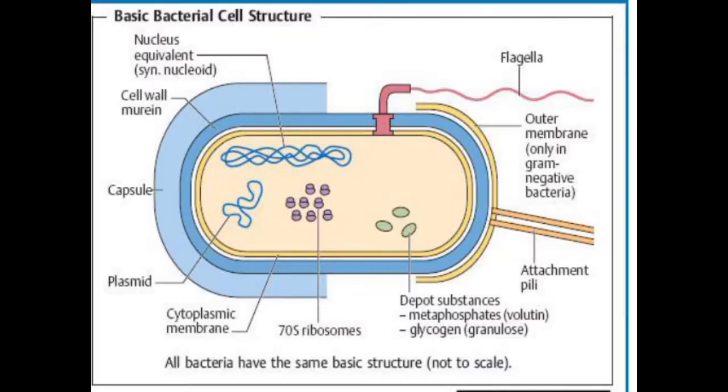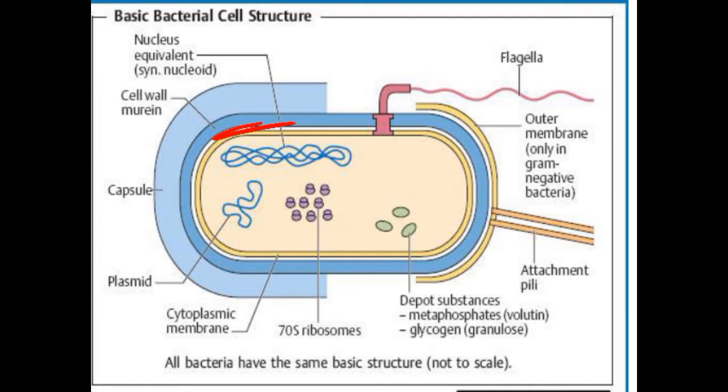As you can see in the picture, this is the cell wall. The cell wall is made up of peptidoglycan. Remember, peptidoglycan is present in both gram-positive and gram-negative bacteria, while this peptidoglycan or murein layer is thick in gram-positive while thin in gram-negative. Peptidoglycan is made up of peptides and sugar, or glycan. That is why it's called peptidoglycan.